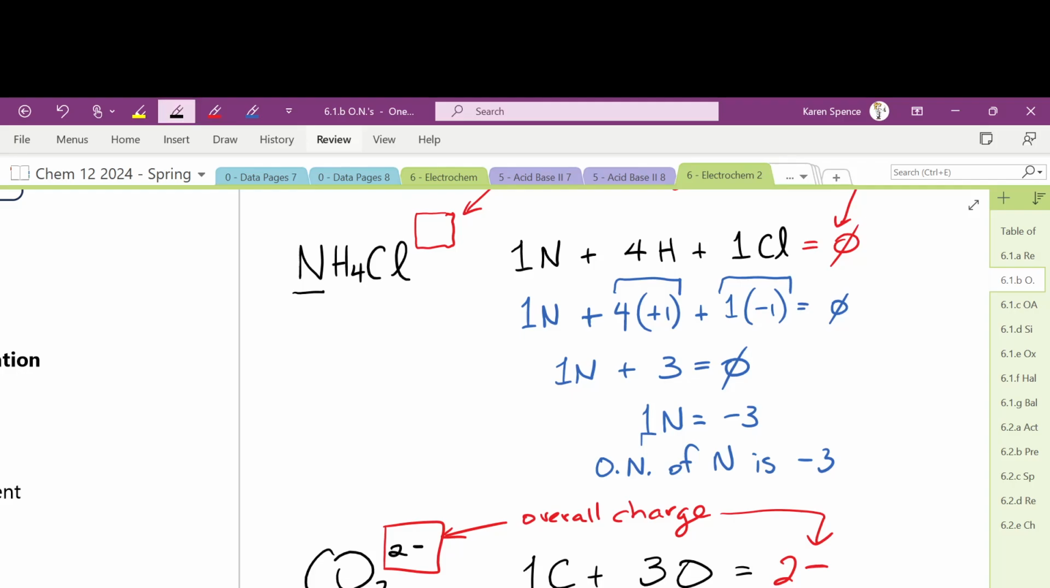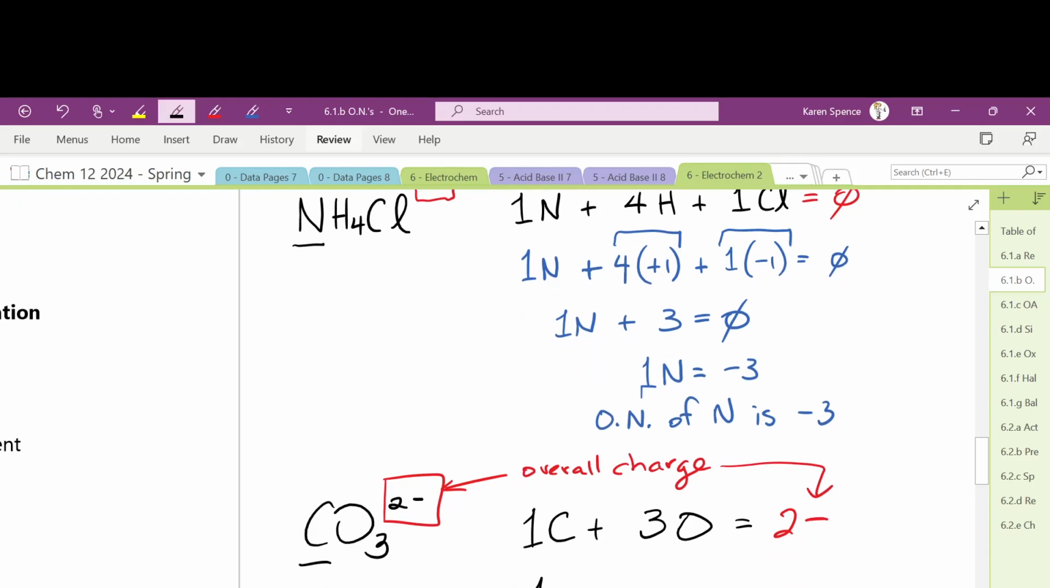We're looking for the oxidation number of carbon, so we're just going to leave carbon alone. We have 1 carbon plus 3 times, what's the oxidation number of oxygen? -2 equals, you can write 2- or -2. It doesn't matter as long as you don't get too wound up about it. I'm going to write -2 just for now.